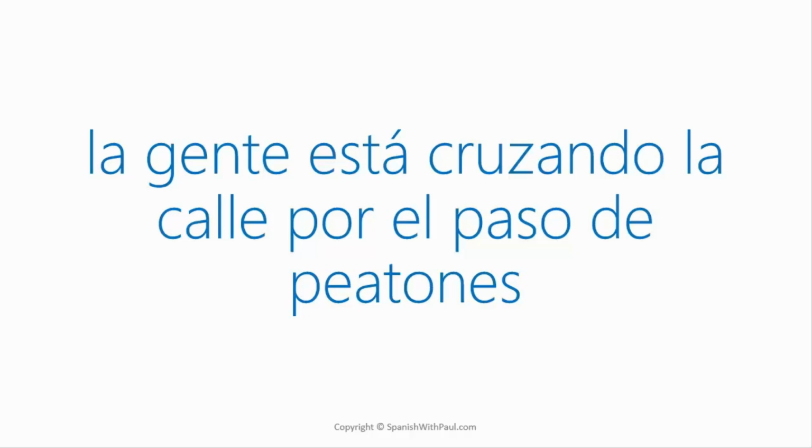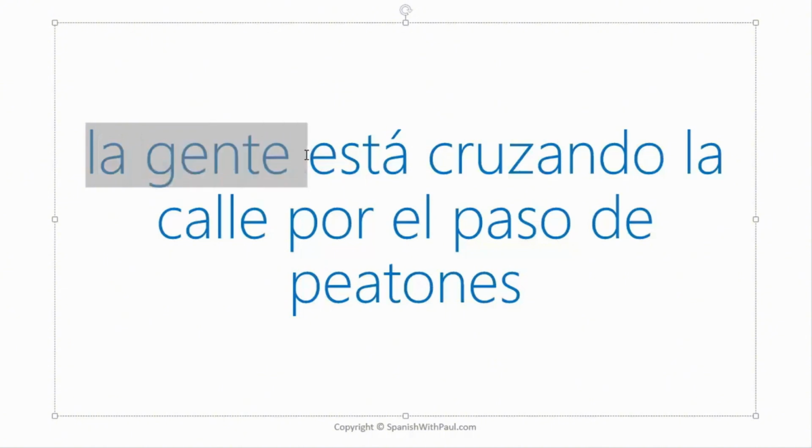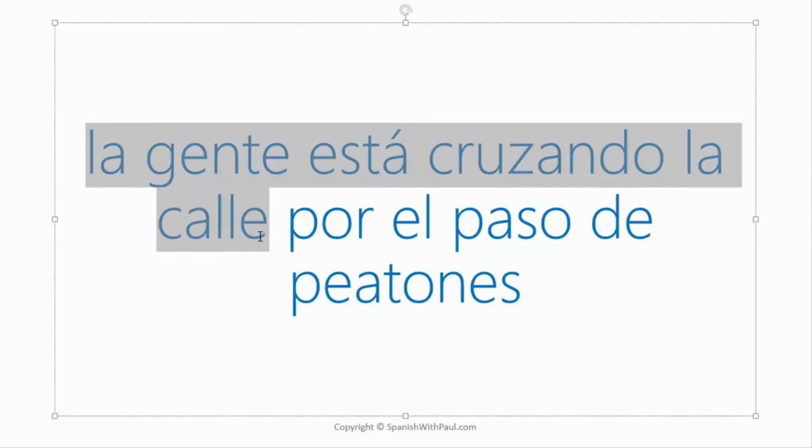Let's break it down. So we have the people, la gente, and the people are crossing. In Spanish they say the people is crossing. La gente está cruzando, and the street, la calle. Then we have an opportunity here to say on the zebra crossing or on the pedestrian crossing, we bring in por el paso de peatones.